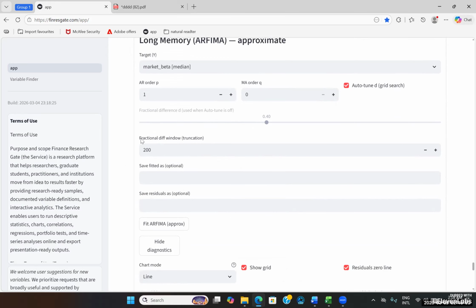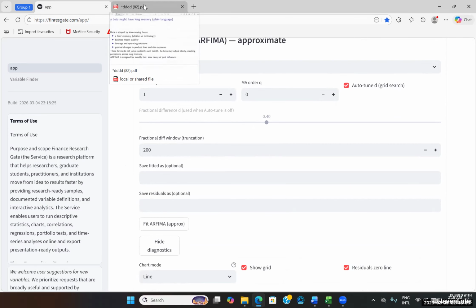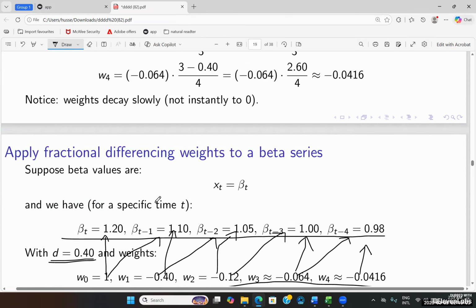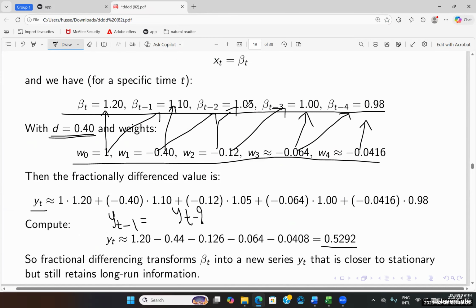execute the process. Displayed before us now, we can observe the fractional difference window. This particular setting simply represents the specific number of K periods that are utilized in our calculations to accurately determine the YT value, for example, in this spot. So how many lags are we actually using to find the YT? In this example, we're using 4 to determine the value of YT.